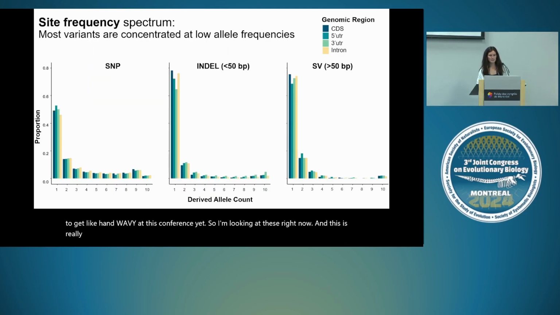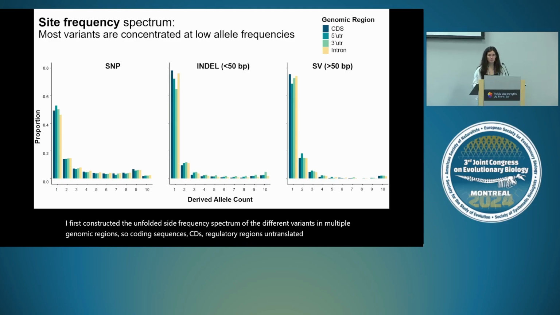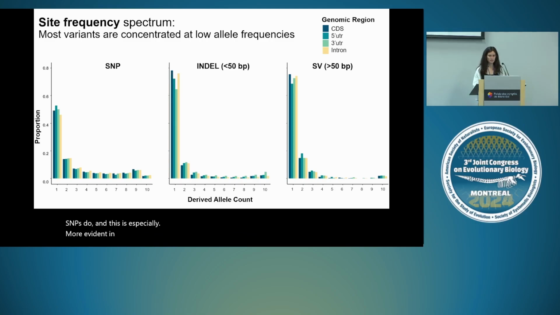So to understand the impact of genome-wide variants, I first constructed the unfolded site frequency spectrum of the different variants in multiple genomic regions. So coding sequences, CDS, regulatory regions, the 5' and 3' untranslated regions, and introns. And all the variant types are concentrated at low derived allele frequencies, but indels and structural variants have more rare variants than SNPs do. And this is especially more evident in the coding regions.